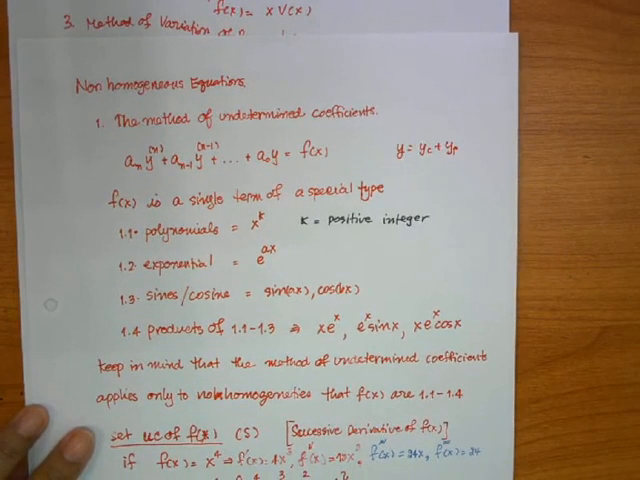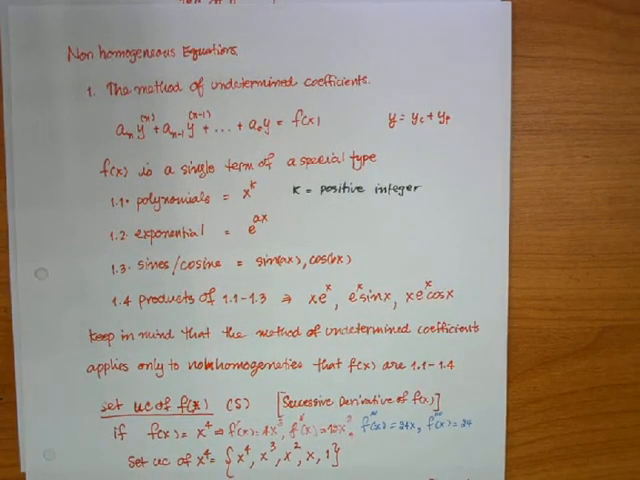In order to find yp by this method, first you have to find the successive derivatives of your f(x). Successive derivatives means you differentiate your f(x) until you get a constant. The set UC of your f(x): you just pick up the function and the derivatives of your function.